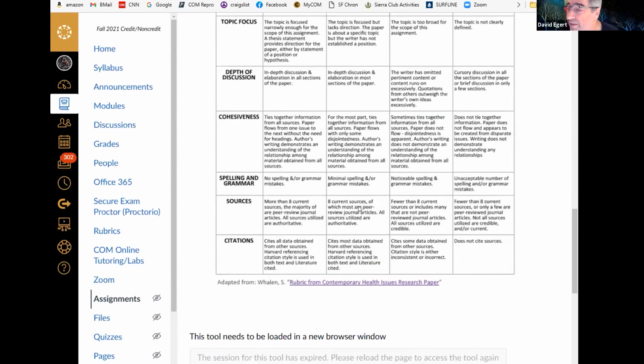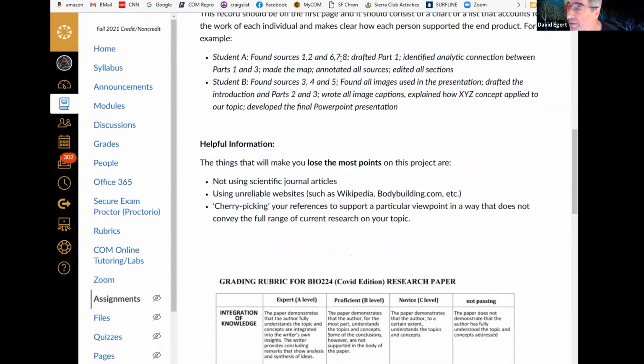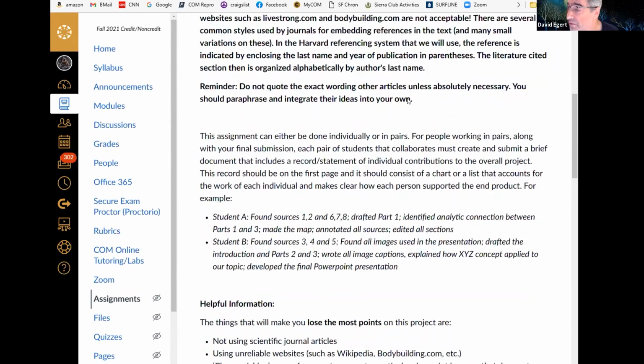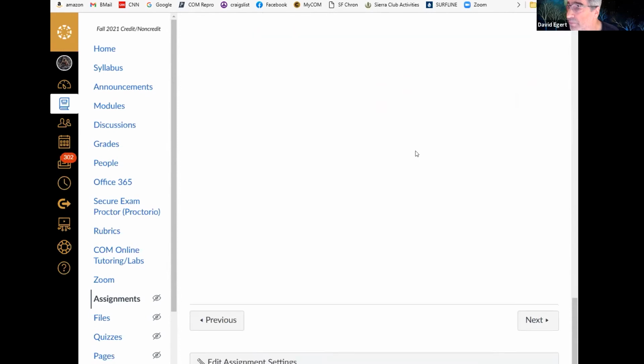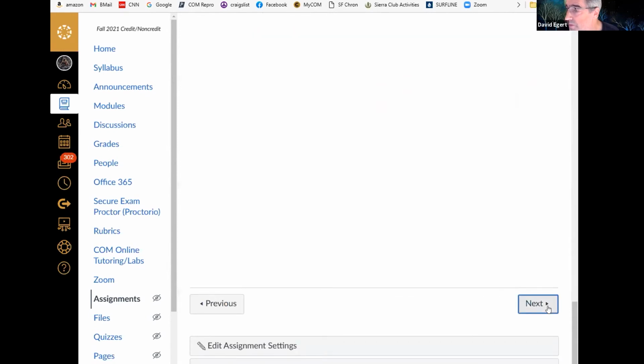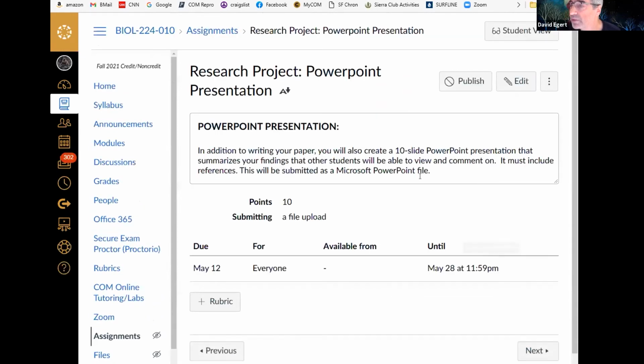All right, so that is the main part of it. There's one other part to this assignment as well, which is the research project PowerPoint presentation. So you are going to be making a 10-slide PowerPoint presentation. It should say 10-minute PowerPoint presentation.